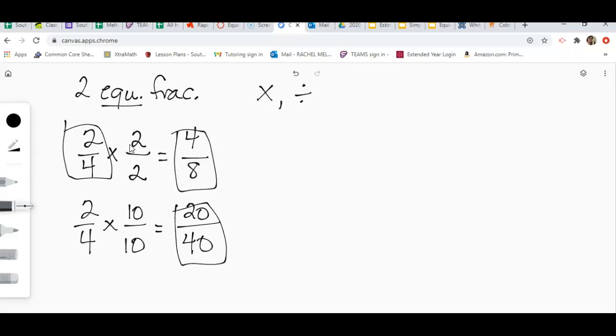Now, I do see that with the 2 and the 4, I could probably divide those, because I know that 2 and 4 are both divisible by 2. Okay, so that's the other part. I can divide.